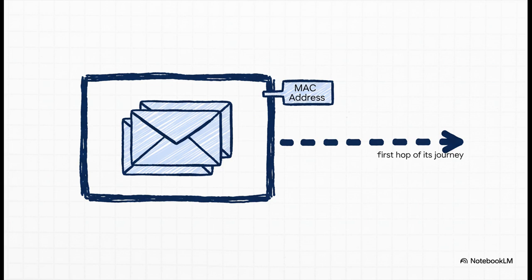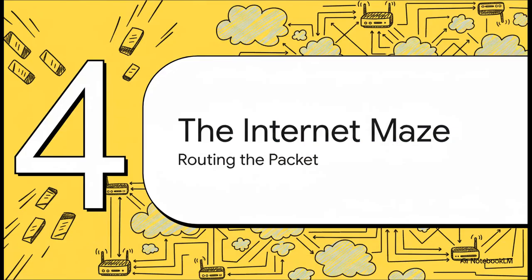And now the final wrapper is applied at the data link layer. That whole IP packet gets placed inside something called a frame, and that frame is addressed to the router's MAC address. This is the last envelope, and it's what gets our packet out the door. And just like that, our packet is on its way.